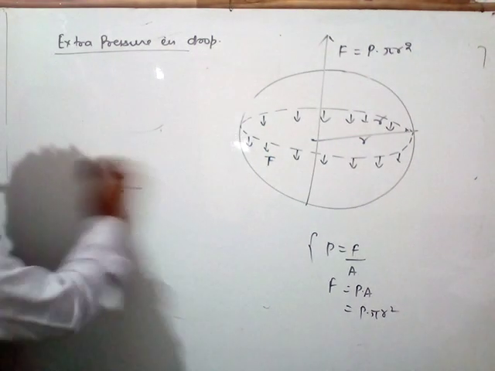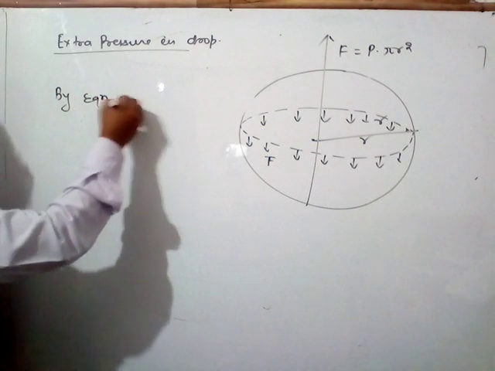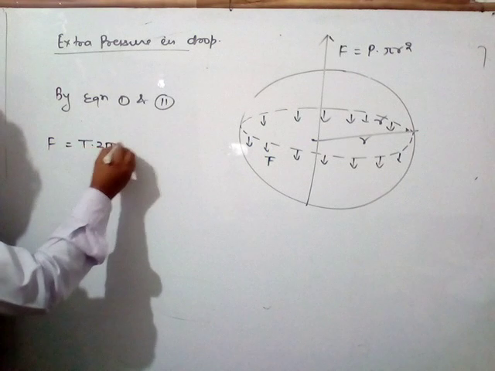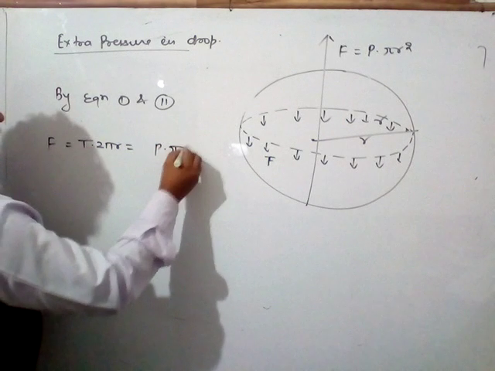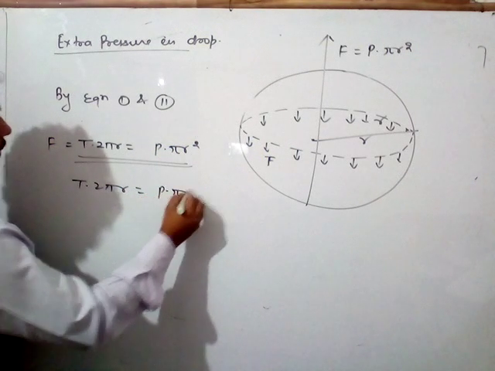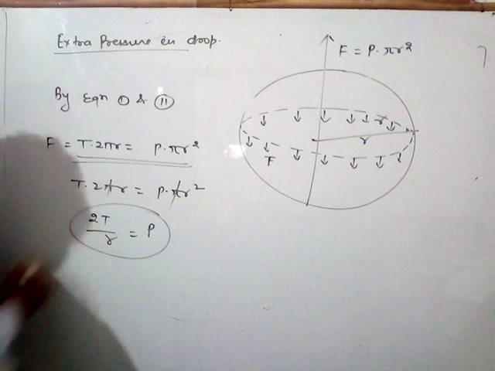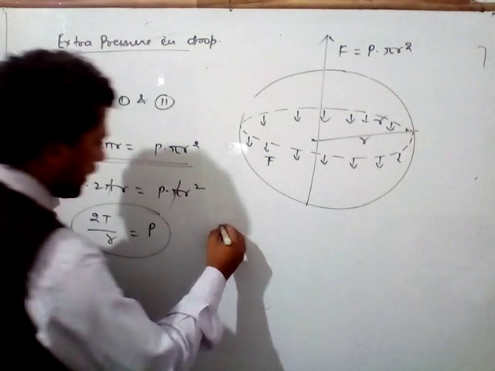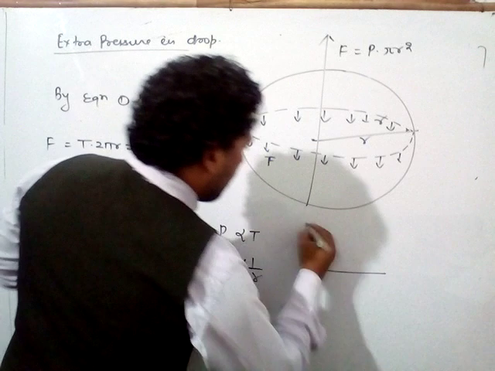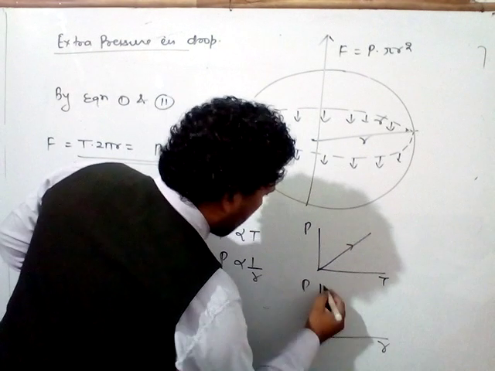So by equation first and second, F equals T into 2 pi r, which is equal to P into pi r square. Equating both, T into 2 pi r equals P into pi r square. So this will be 2T by r equals P. This is the extra pressure, and you can say that P is directly proportional to T and inversely proportional to r. So the graph between P and T is a straight line, and the graph between P and r is of this form.